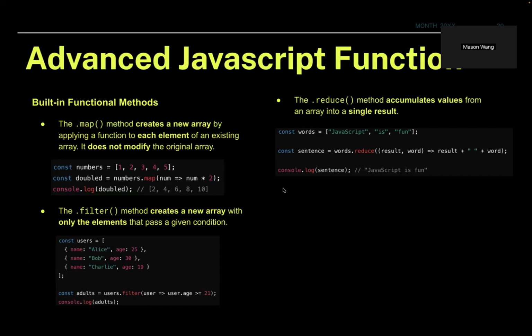Next, let's also talk about the reduce method, which can accumulate values from an array into a single result. Kind of like the double quote dot join function in Python. Here we have an array of words: JavaScript is fun. Using dot reduce, we can join them into a single string.